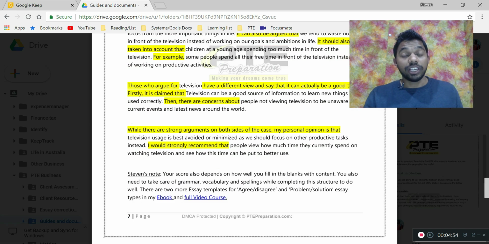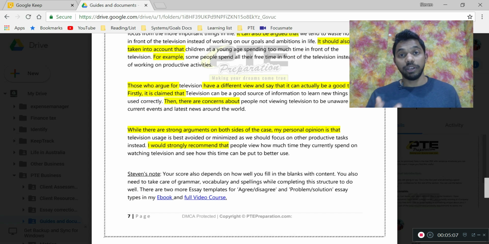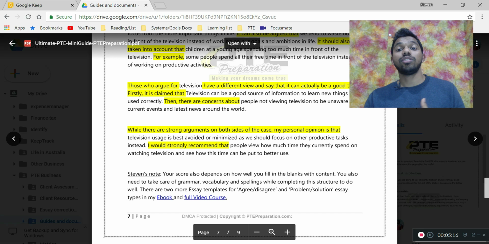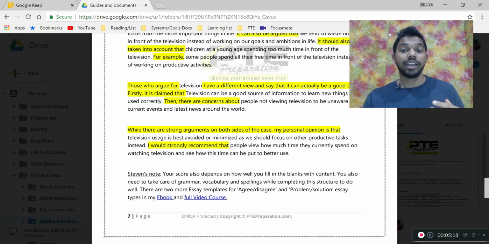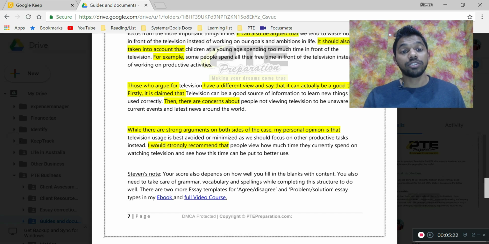Then we move on to the conclusion, which says, while there are strong arguments on both sides of the case, my personal opinion is that television usage is best avoided. So you're again elaborating that both sides have good arguments, but based on your thinking, you say that television is best avoided and minimized, and you're also providing a reason for that, as we should focus on productive tasks. So it's a nice sentence that's really well structured. I would strongly recommend that. Again, you're emphasizing your point of view.